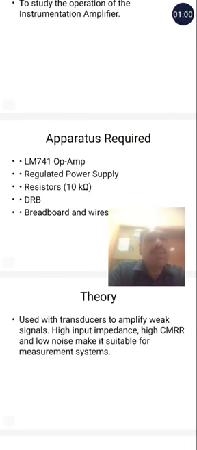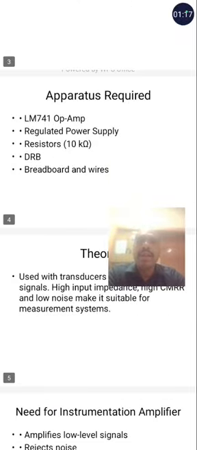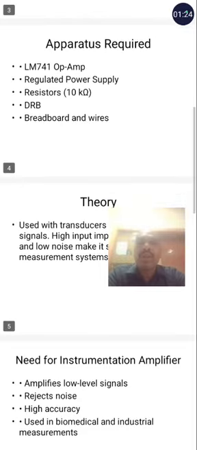Then, what are the components or parts required? For example, in this instrumentation amplifier, you can use the LM741 op-amp IC, a regulated power supply, resistors, 10 kilo-ohm resistors, a DRB, a breadboard and wires.